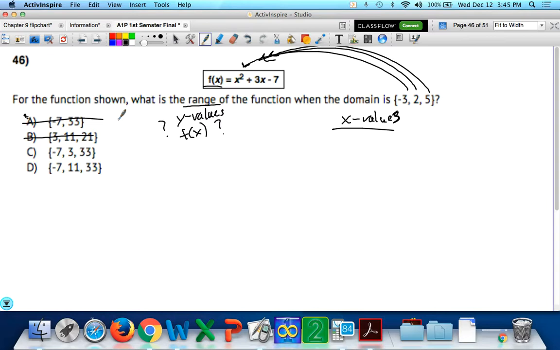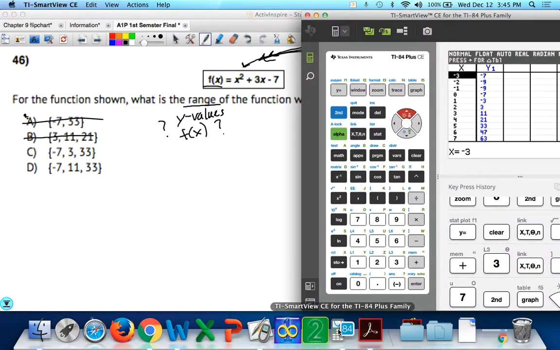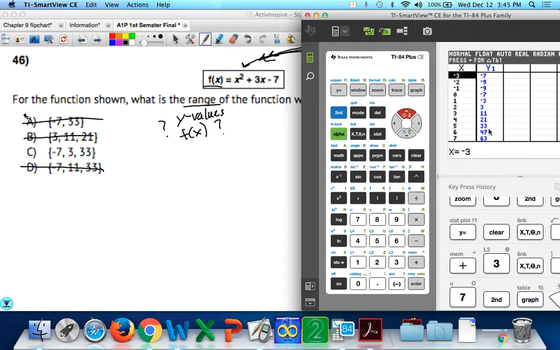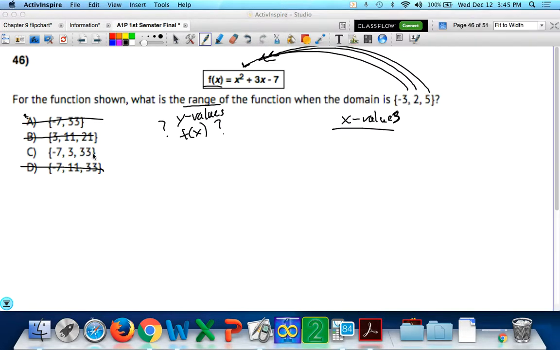Our next domain piece was 2. At 2 right here, we are at 3. So our range should have been 3. And double check our last one at 5. We should be at 33, and indeed, we're at 33.